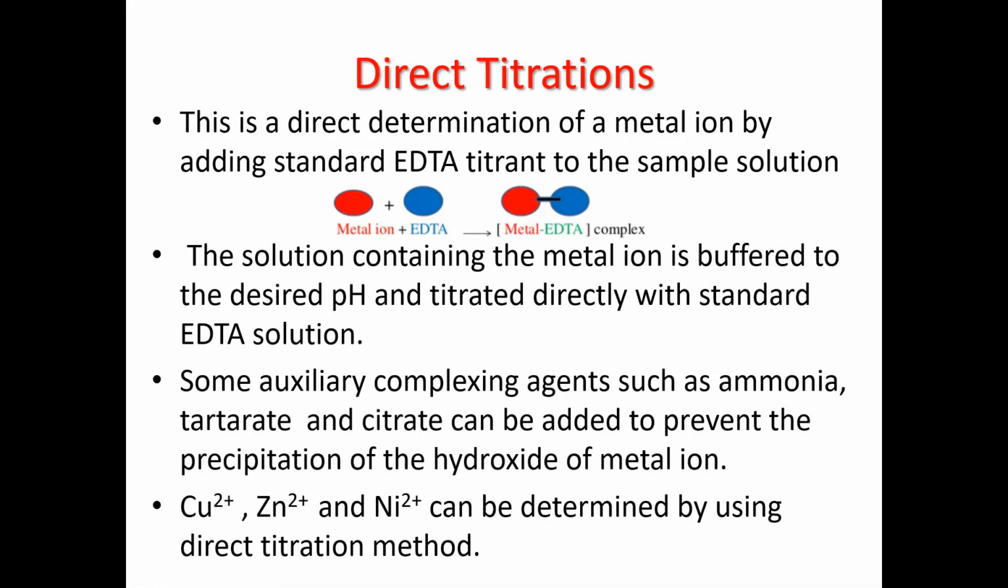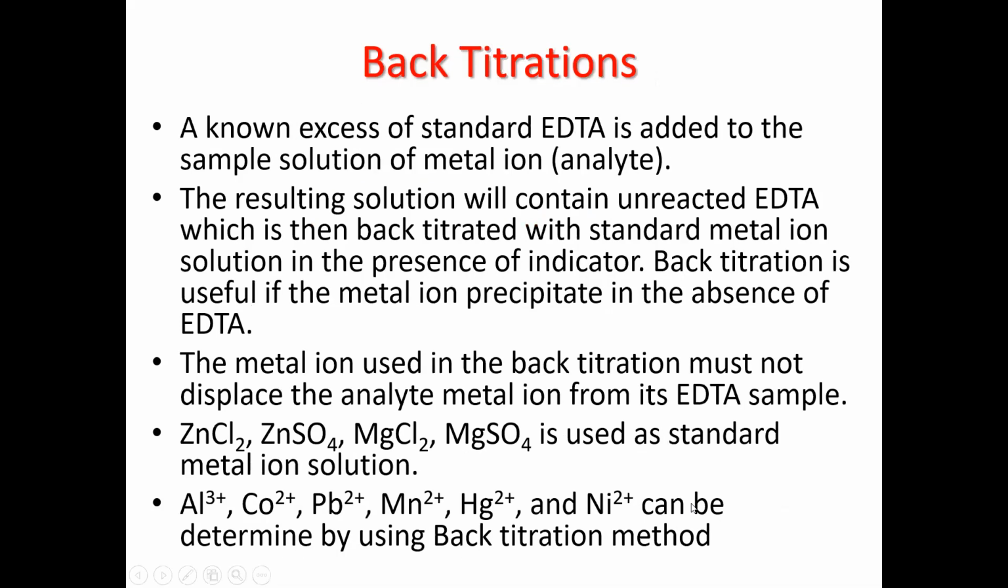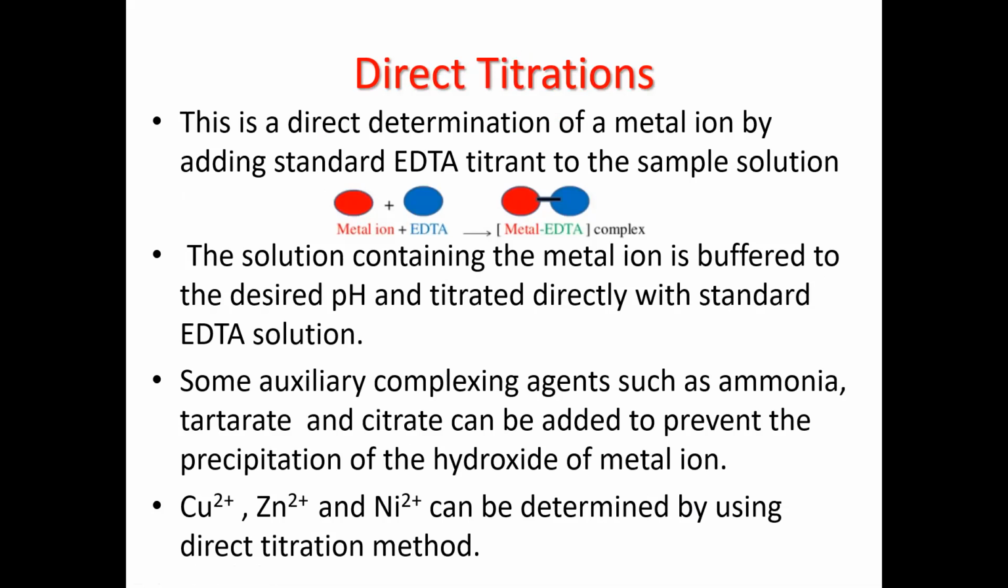Some auxiliary complexing agents like ammonia, tartrates, and citrates can be used. So we said that the auxiliary complexing agents are the buffer solutions that will prevent the precipitation of the hydroxide of the metal ion. Remember, we said one of the limitations of EDTA titration is that insoluble hydroxides can be formed of the metal ion. So to prevent this, we use buffer solutions of ammonia, tartrate, or citrate so that this would not take place. Some metals can be determined directly using direct titration, and the examples are copper, zinc, and nickel ions.